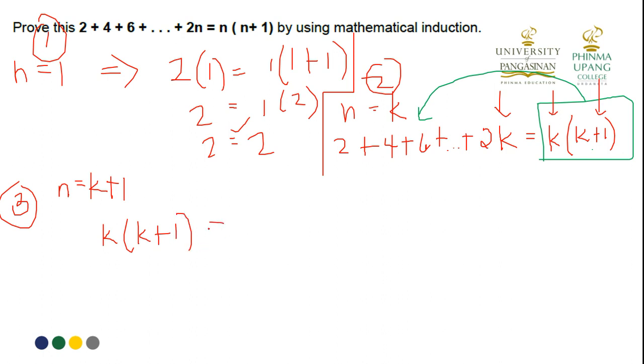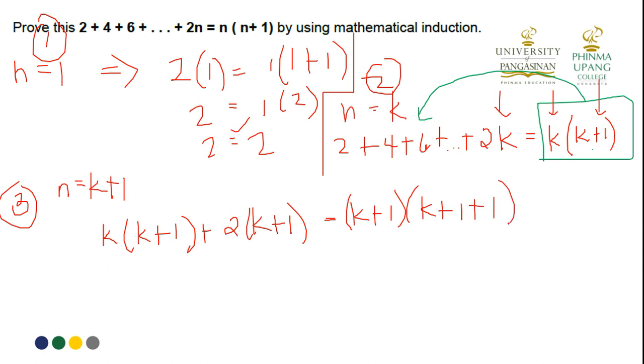So, palitan na natin yung 2k. Ay, hindi siya equivalent pala. Dapat plus siya. Plus 2, yung 2k, magiging k plus 1 na siya. Is equivalent to k plus 1. Tapos, yung nasa loob naman is k plus 1 plus 1. Nasundan po? Yes, sir. Next, what is k times k?